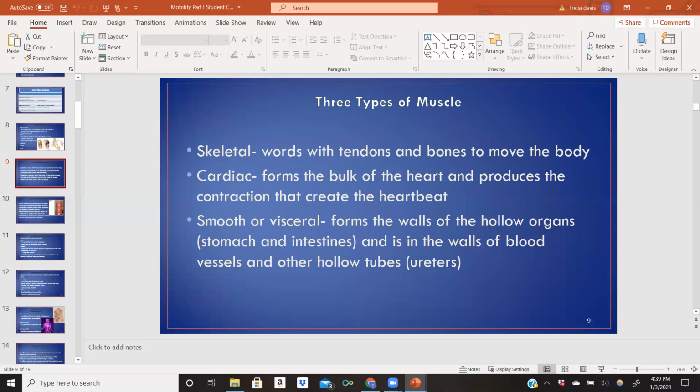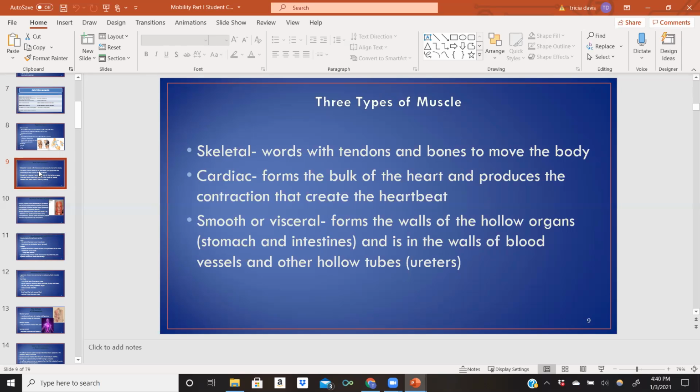So we have three types of muscle. The muscular system is composed of your skeletal muscle, your cardiac muscle, and your smooth or visceral muscles. Muscle tissues produce movement by contractions of its cells. Skeletal muscle works with your tendons and your bones to help move the body. Your cardiac muscle forms the bulk of the heart and promotes the contractions that help create the heartbeat. And then smooth muscle forms the wall of the hollow organs, such as your stomach and your intestines, and is in the walls of blood vessels and other hollow tubes, such as ureters, and may help connect internal organs.